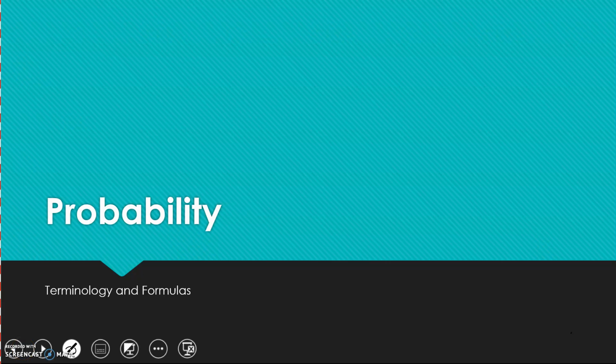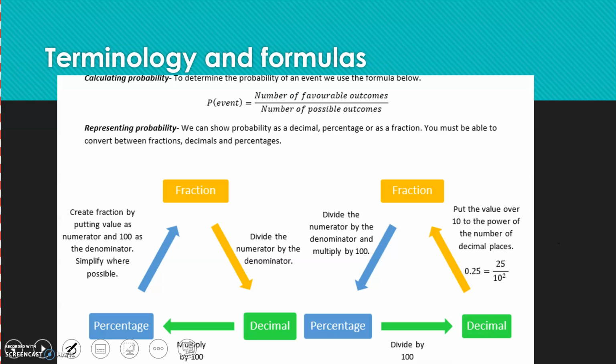This video is going to go through some more terminology and formulas associated with probability. So when calculating probability, we use the formula: the probability of an event occurring equals the number of favourable outcomes over the number of possible outcomes. When representing probability, we can show it as a decimal, percentage, or a fraction, and you must be able to convert between each of these representations.